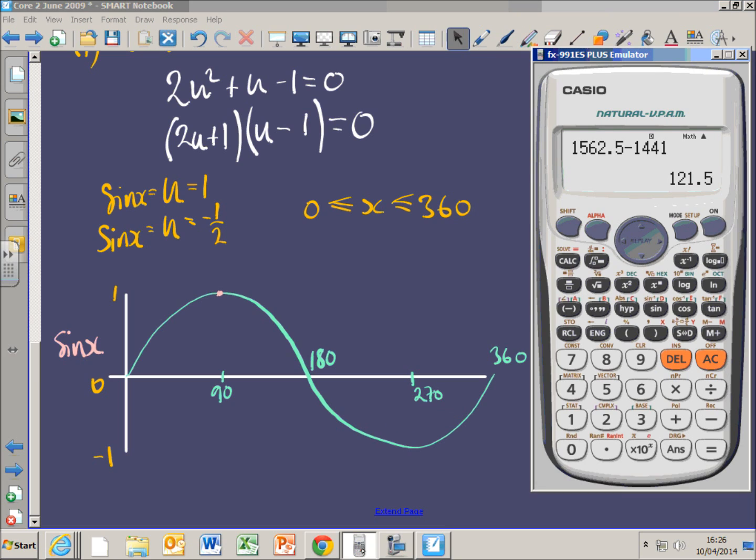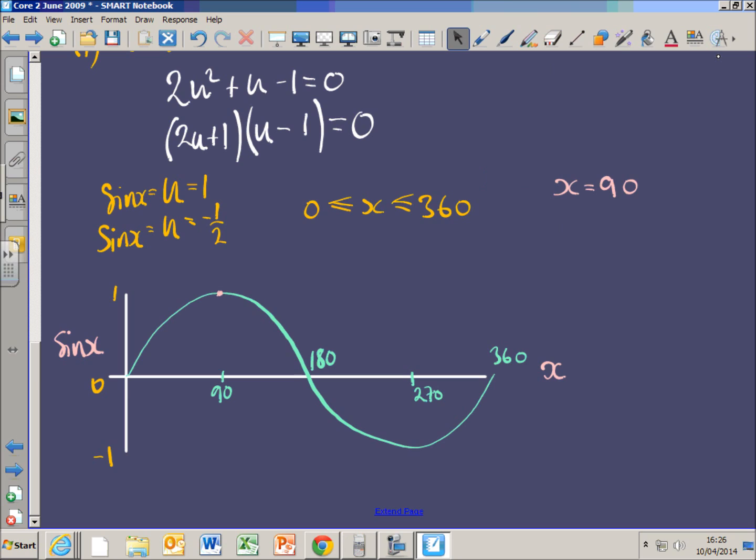Well, you might know this, or you can put it into your calculator by doing the inverse sine. So inverse sine, check you're in degrees. Inverse sine of -0.5 is -30. Well, -30 isn't actually in my region. If I carried on this graph down here, -30 would be somewhere about here. So have a look at where else -30 would be, and it's going to be at 180 plus 30 and 360 take 30.